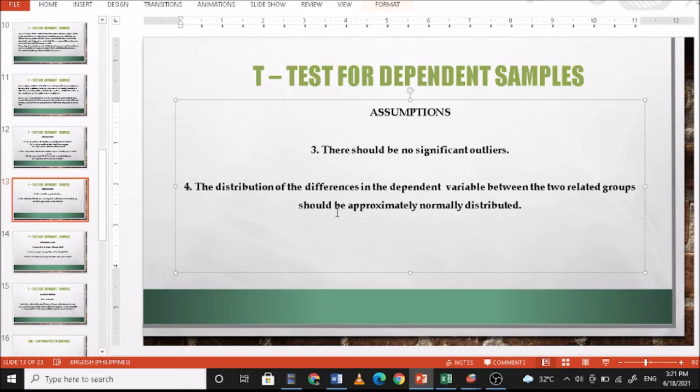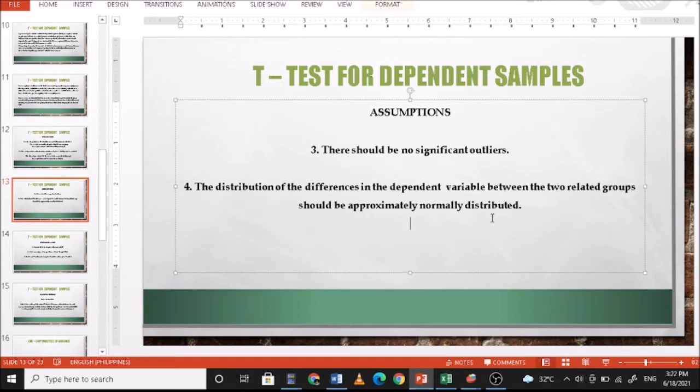And number 4, the distribution of the differences in the dependent variable between the two related groups should be approximately normally distributed. That's why you should have at least 30 samples in each situation. If you're doing matched pairs, you should have at least 30 respondents to answer your pre-test and your post-test. Or if you're using related groups, at least 30 persons in your first group and at least 30 persons in your second group.